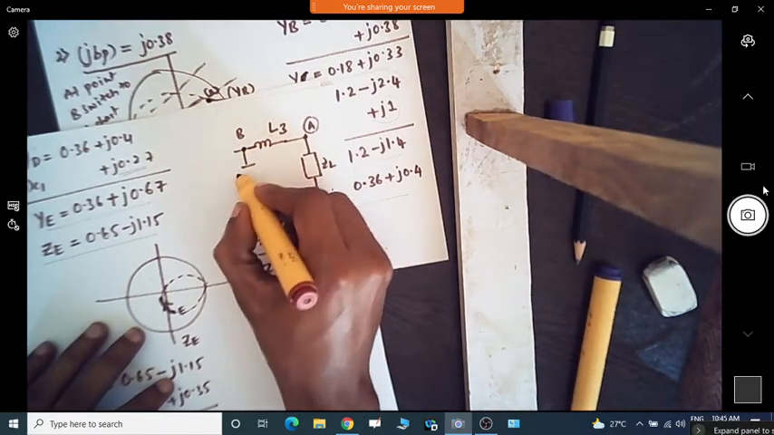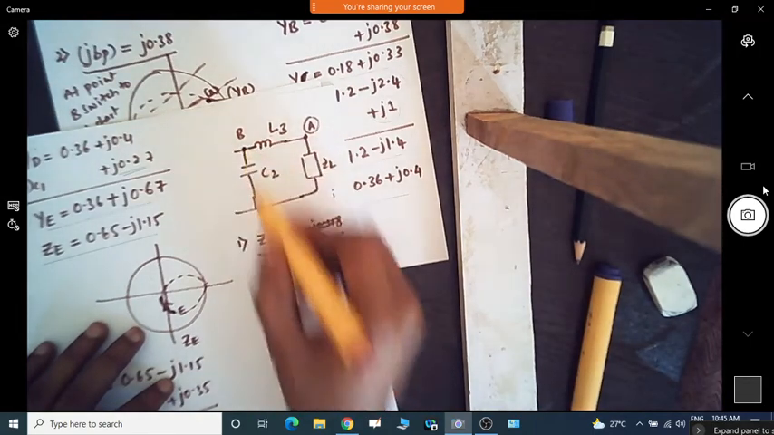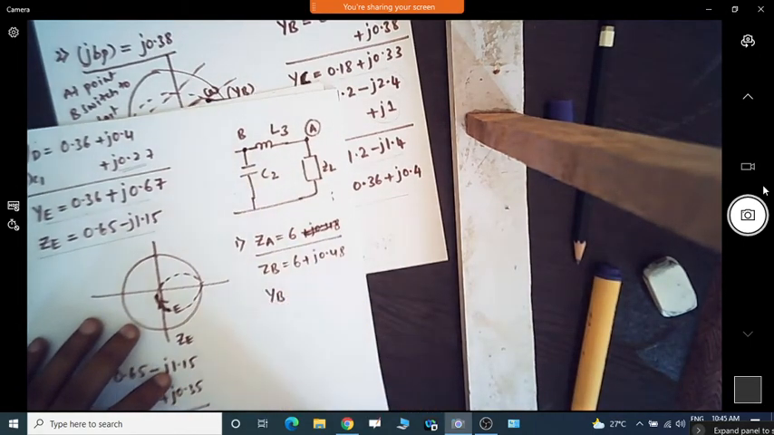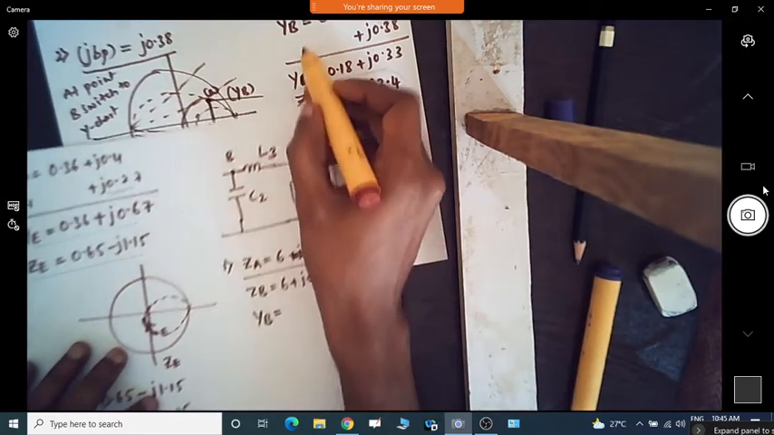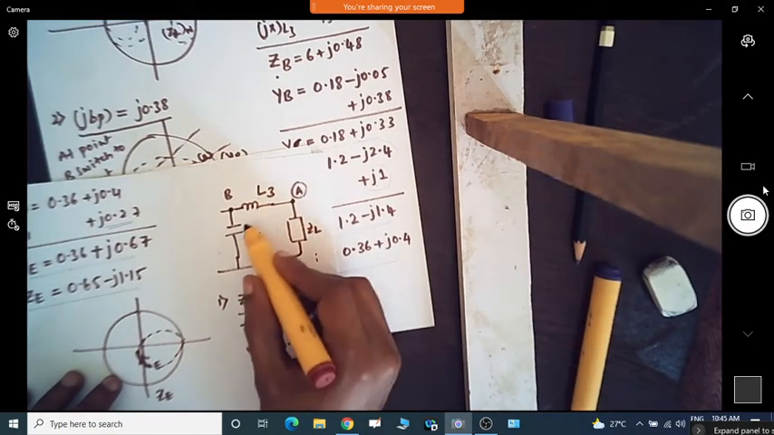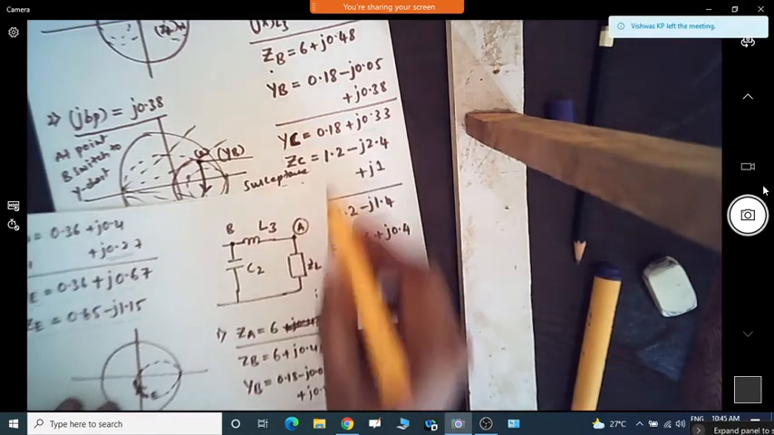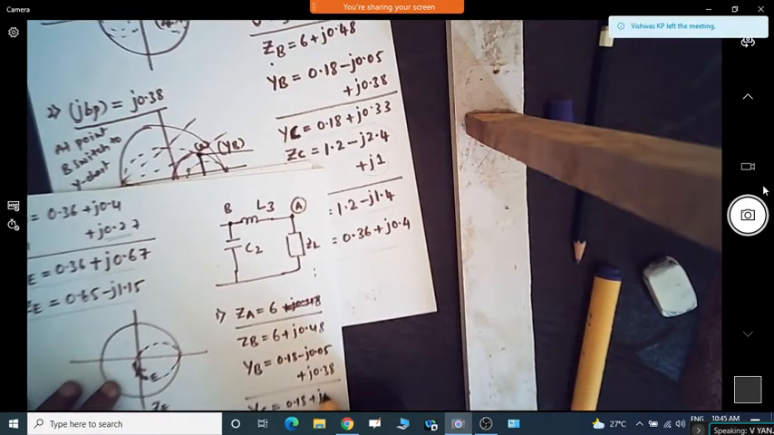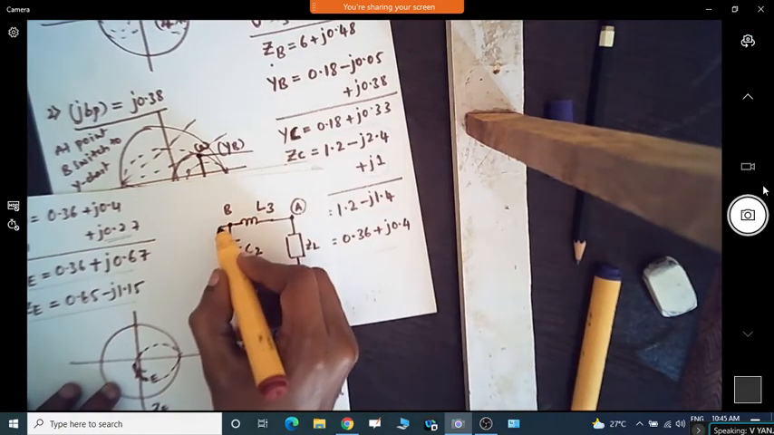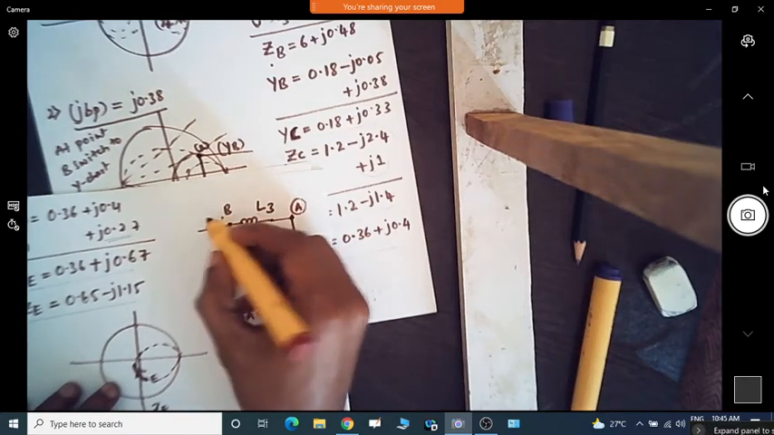So now at B, again we are adding the capacitance C2. Since we have ZB, we have to find out YB. So that is what YB we got here, 0.18 minus j0.05. Now we need to add the capacitive susceptance, which is 0.0838. So we get the new point YC, 0.18 plus j0.33. So that is the point C after adding. We can write that point B and point C are the same.